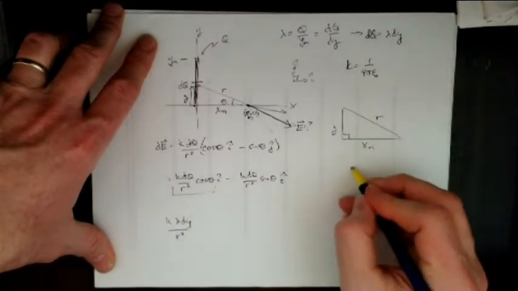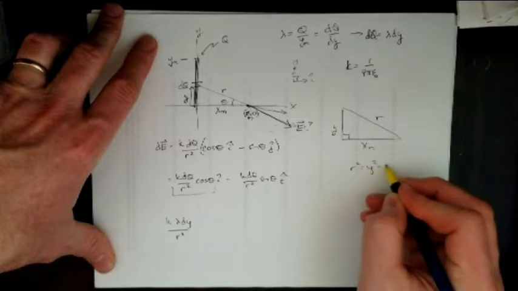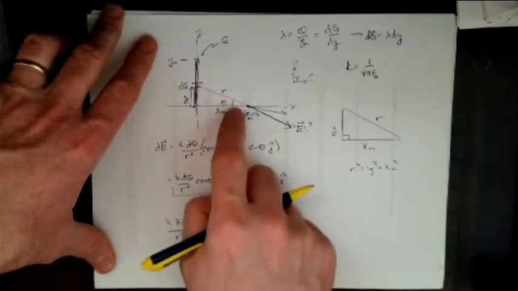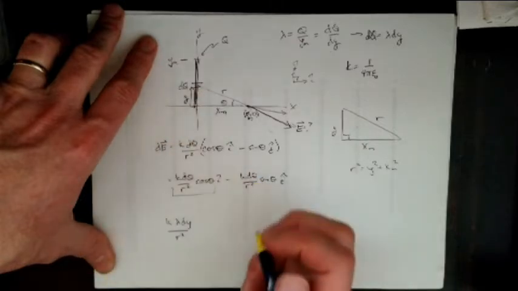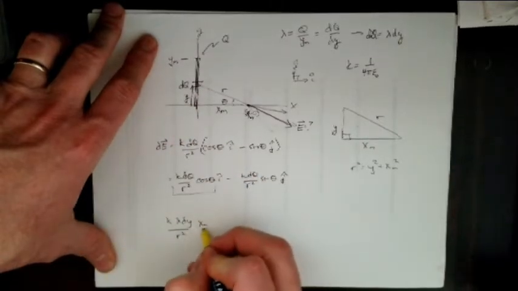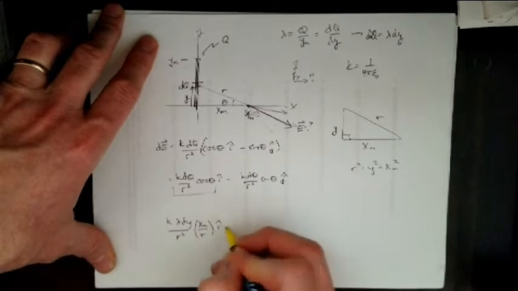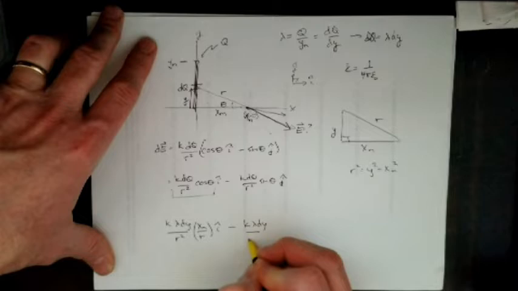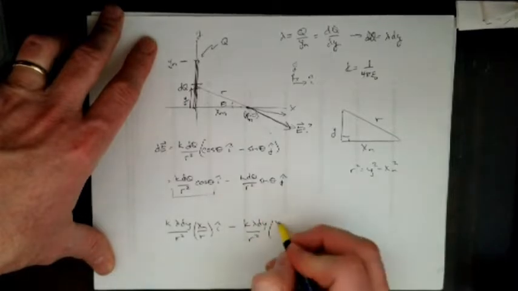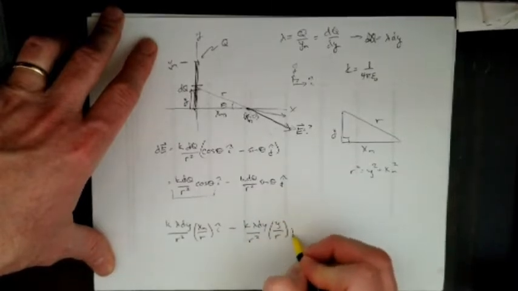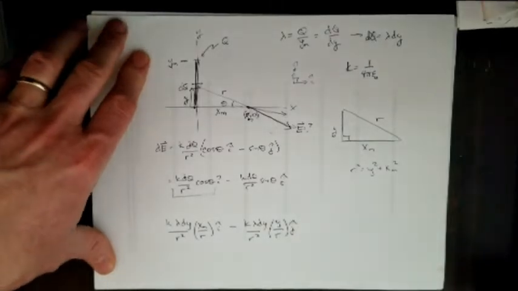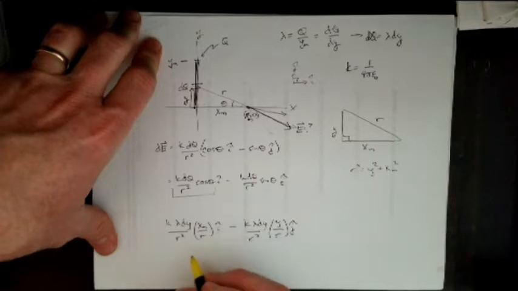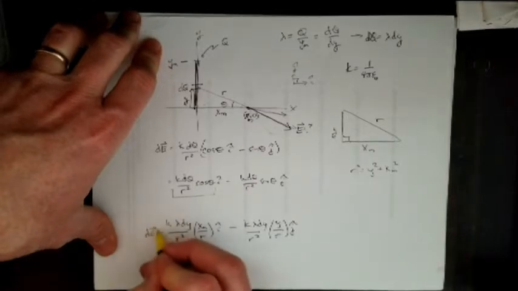We'll use the Pythagorean theorem. I know r squared is equal to y squared plus x sub m squared. Cosine of theta is the adjacent over the hypotenuse, so that's x sub m over r. There's my cosine theta i hat. While we're here, this becomes k lambda dy over r squared, and then sine of theta is y over r, j hat. We do get two very common integrals that we will just absolutely enjoy doing.